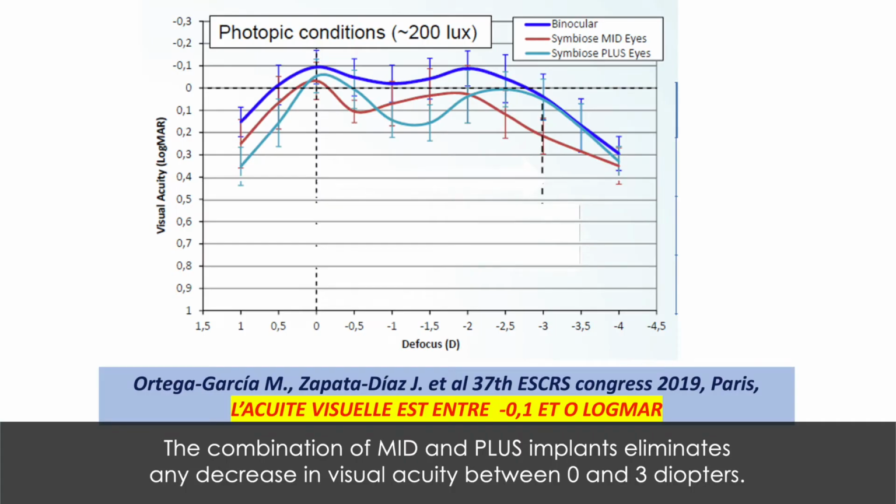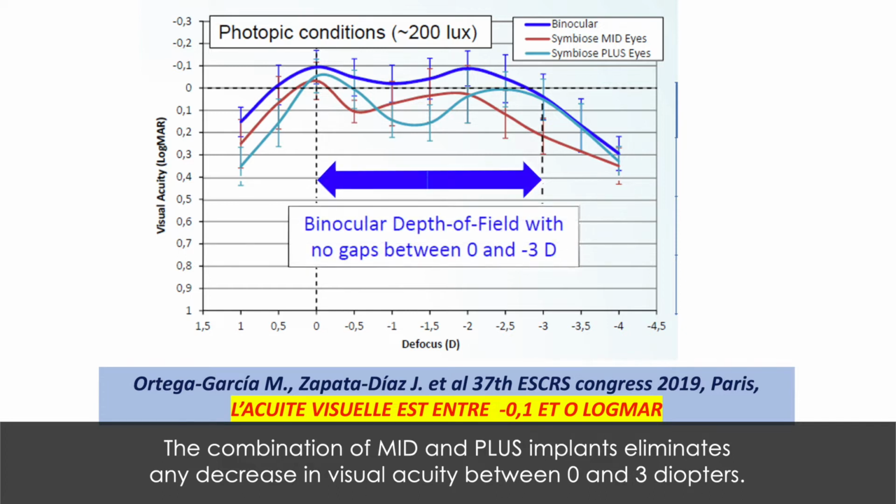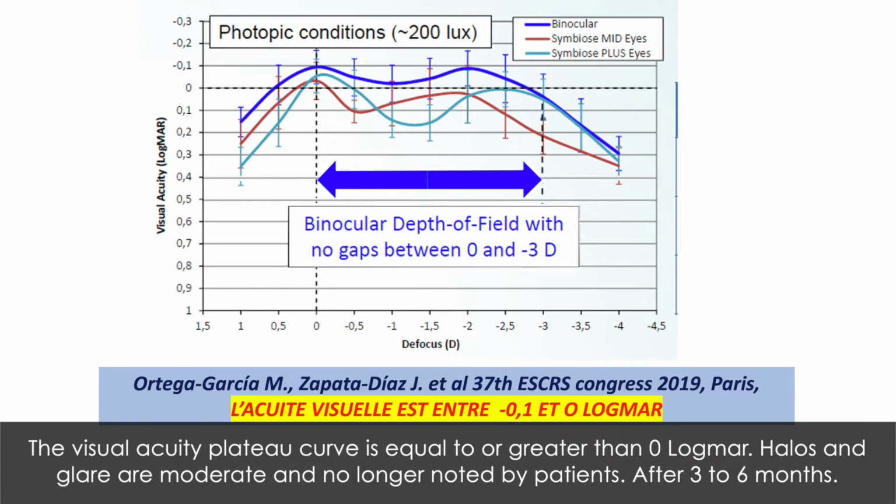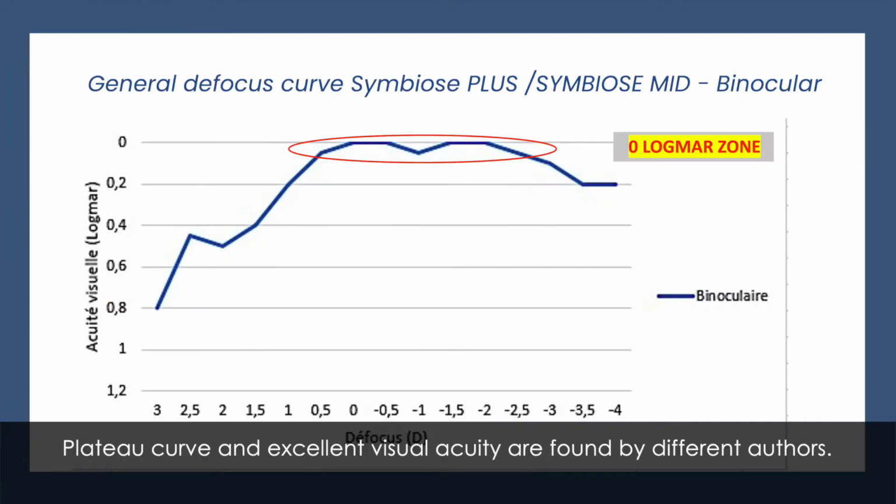The combination of MID and PLUS implants eliminates any decrease in visual acuity between 0 and 3 diopters. The visual acuity plateau curve is equal to or greater than 0 logMAR. Halos and glare are moderate and no longer noted by patients after 3 to 6 months. Plateau curve and excellent visual acuity are found by different authors.